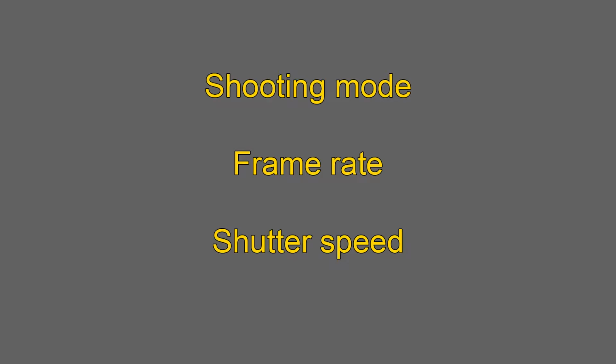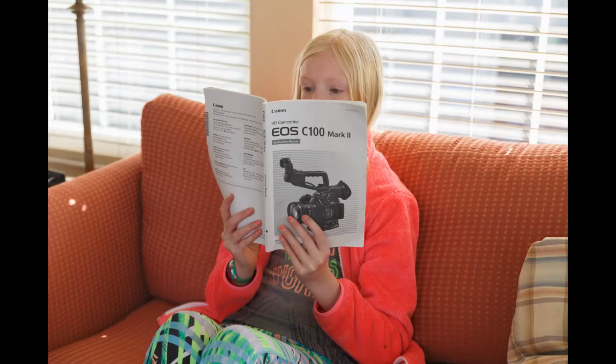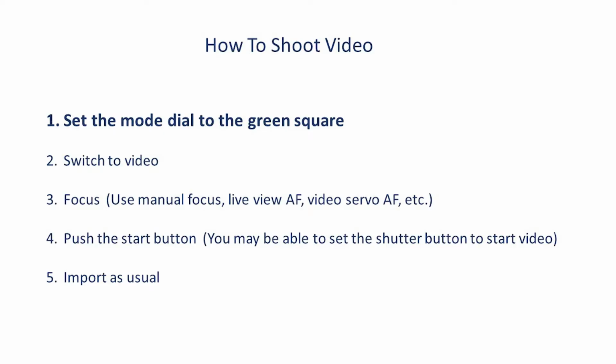So, first step in setting up your camera could be referring to the manual. The manual won't tell you everything you need to know, but it will tell you where the buttons are and what each button does, and it'll get you started. And if you go to the part of the manual that says how to shoot video, it's probably going to walk you through these steps right here.